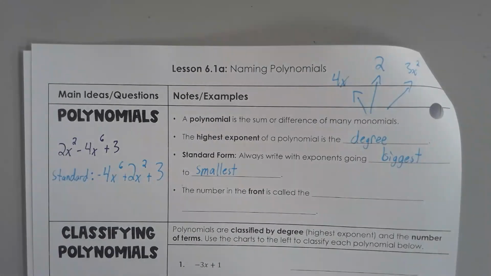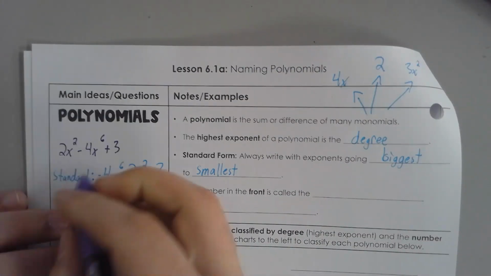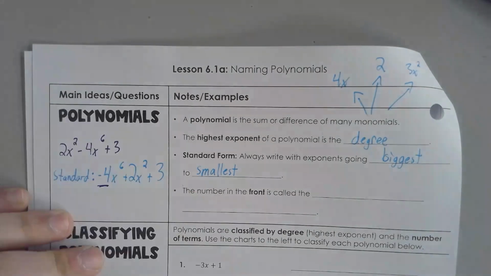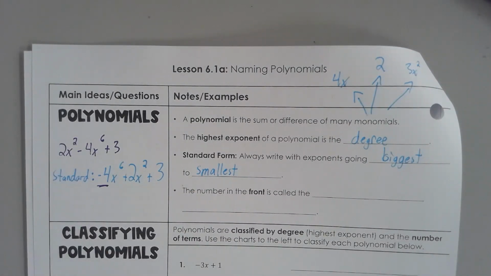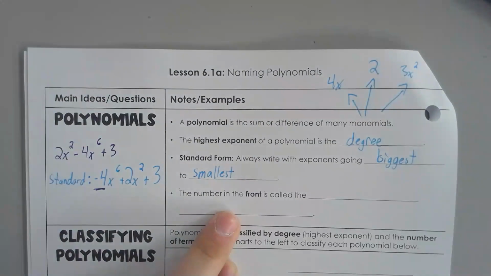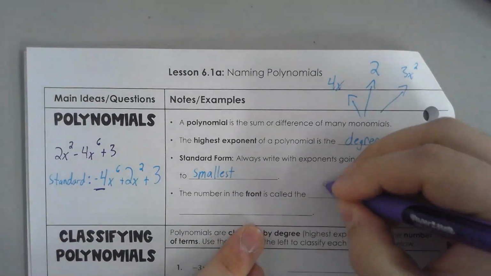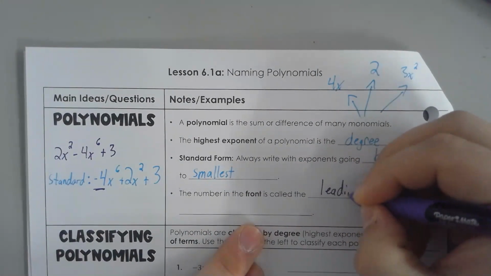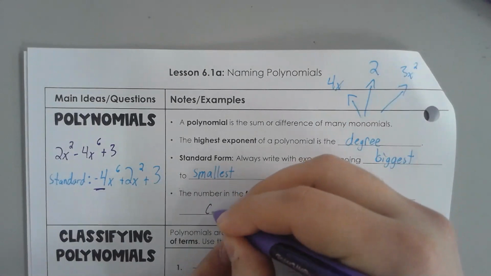So this is in standard form. Now, the number in front, that would be the negative 4. Remember last unit we talked about the a term? We would use that to find the vertex, negative b over 2a, or in the quadratic formula. In this unit, it's going to have a name, and we call that the leading coefficient.